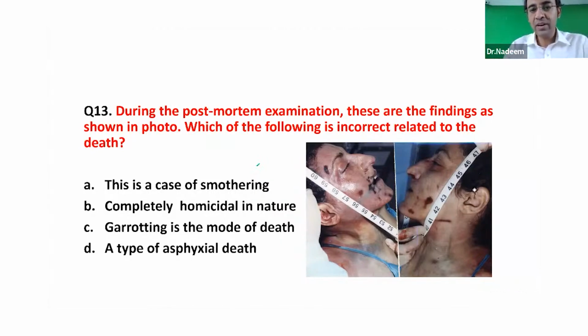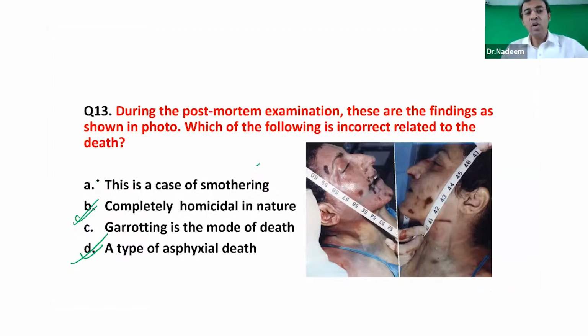First of all, you see here, over the face there are petechial hemorrhages. You can see cyanosis and congestion. So for sure this is a type of asphyxial death. This will not be suicidal for sure. So this is 100% homicidal in nature. Now the question is, what is the mode of death?